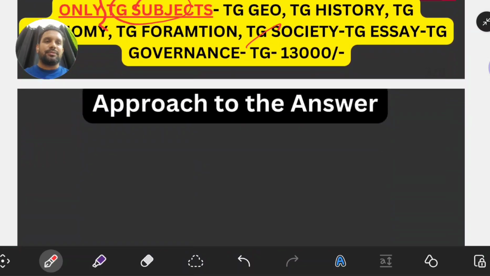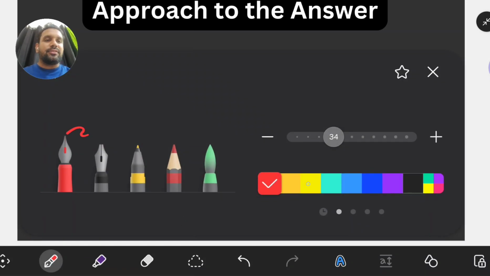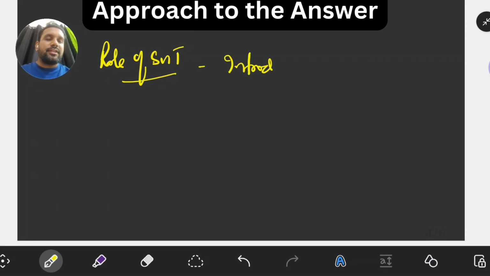Let us start our discussion. Now it is very easy to understand. Please look here. The question is very simple now: Role of SNT. So you are going to write one introduction on how SNT is doing in our lives. You are going to write the broader aspect about it.